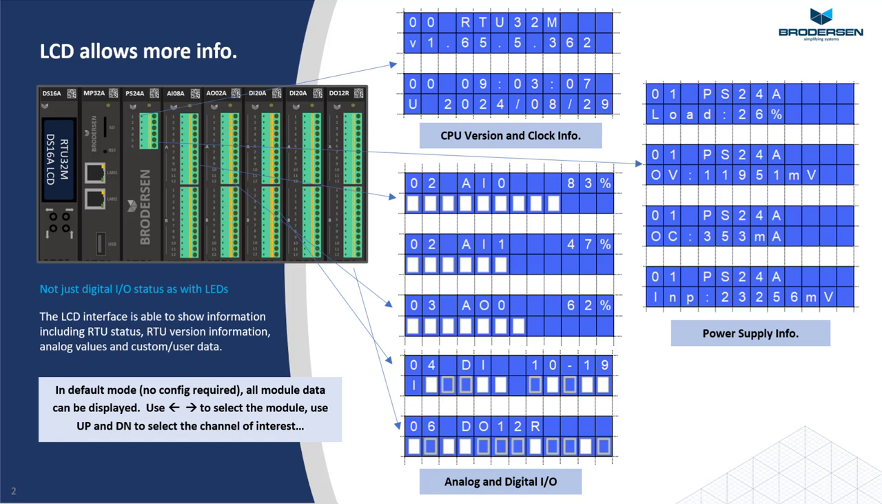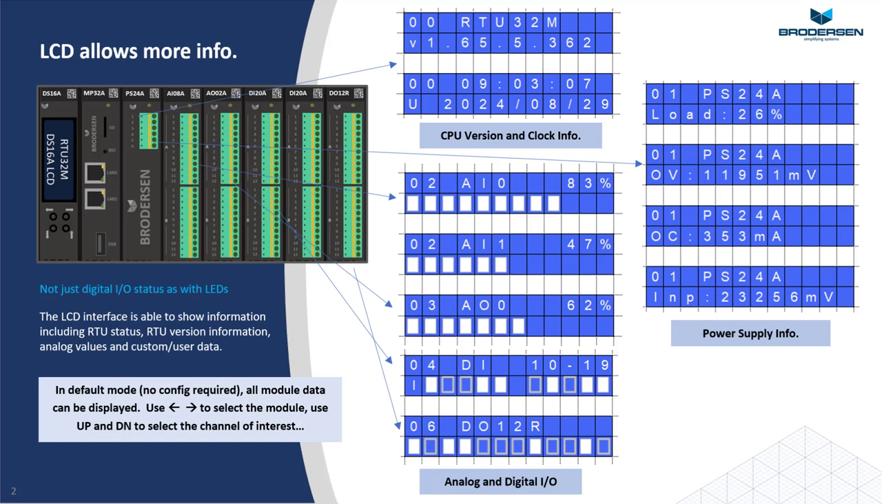We have a couple of digital input modules. We would see 4 groups of 10 status displays, 0 to 9, 10 to 19 for each of the modules. We also have a 12 channel output module. We can fit the status of all 12 of those on that display.